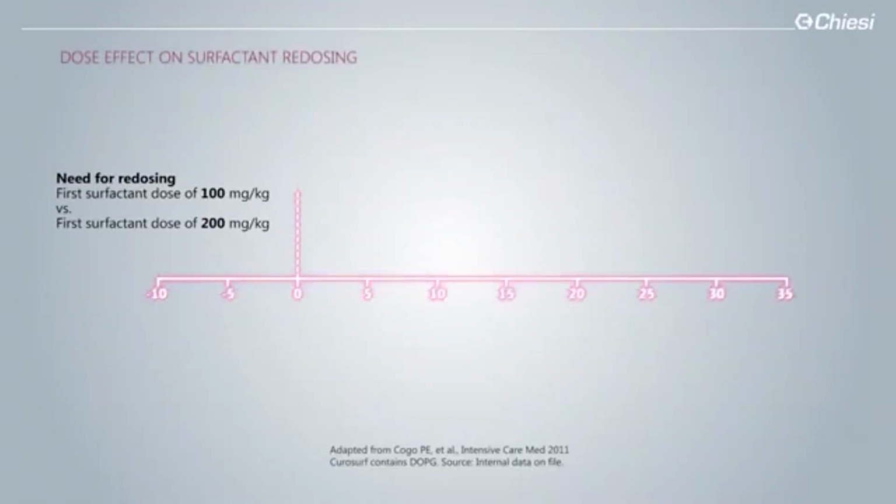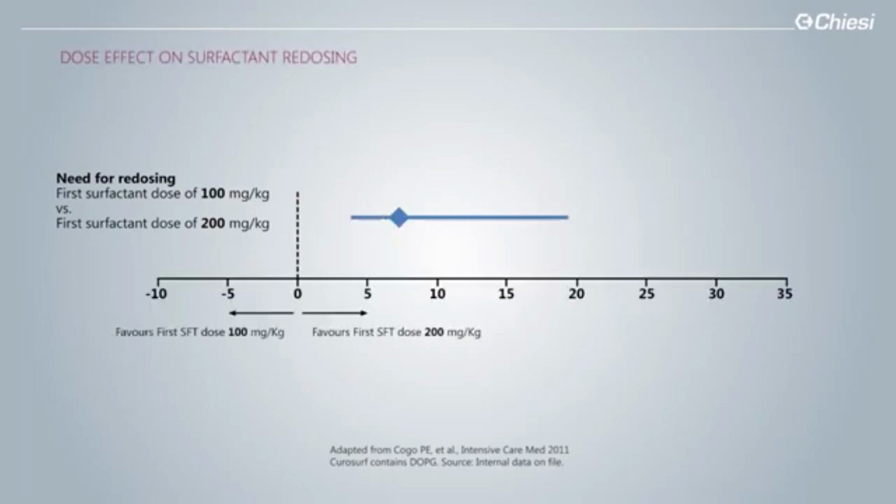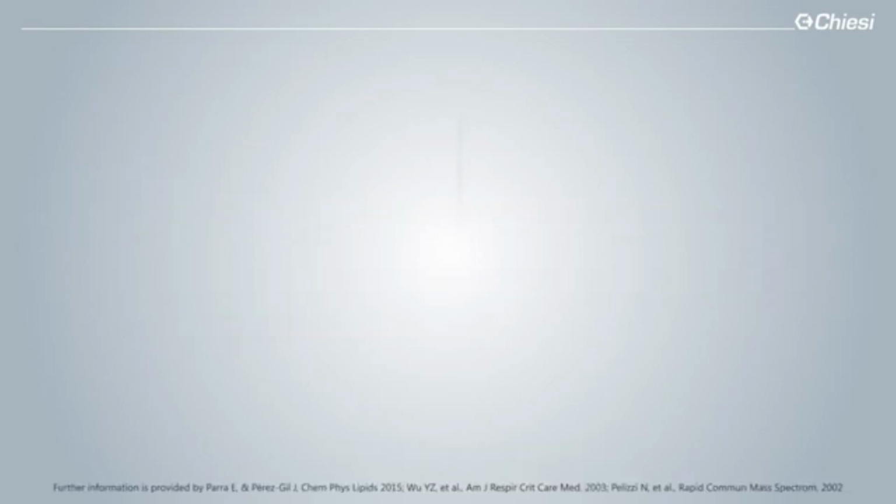If you can see here, if you receive 100 milligrams per kilo surfactant as a first dose, your odds to receive any other doses later on is much higher, with an odds ratio of 7.27. What does that mean? This means an odds to receive repeated dosing 7 times higher as compared to the 200 milligram per kilo dose. But why so?